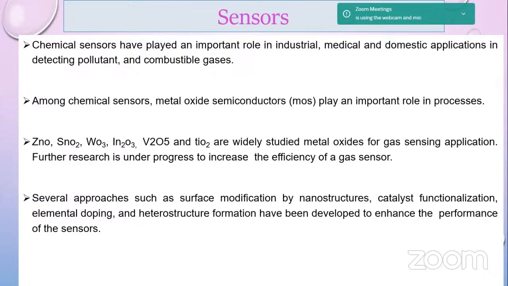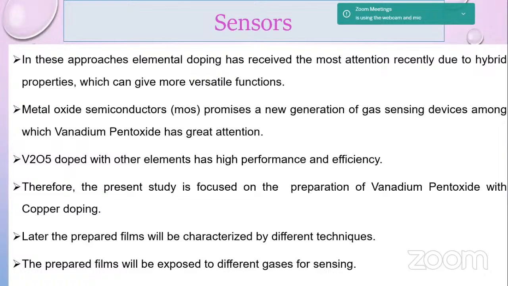Further research is under progress to increase the efficiency of gas sensors. Several approaches such as surface modification by nanostructures, catalyst functionalization, elemental doping, and heterostructure formation have been developed to enhance the performance of sensors. Among these approaches, elemental doping has received the most attention due to the hybrid properties, which can give more versatile combinations. Here we have selected vanadium pentoxide, which is of great attention. We have doped the vanadium pentoxide with copper and later characterized it with different techniques.